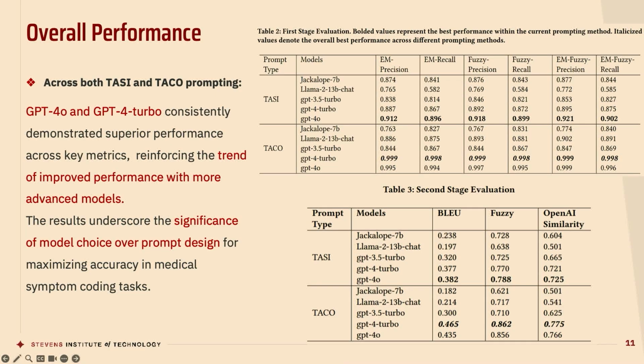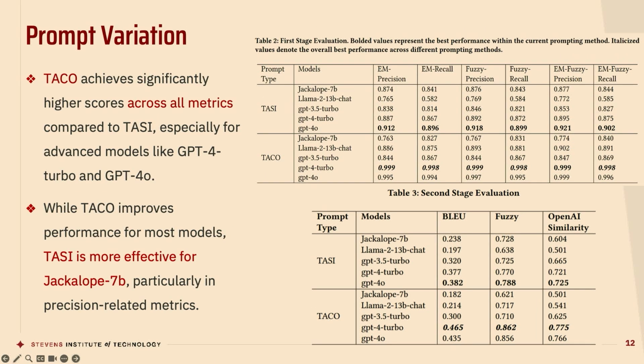And so for the overall performance, we observed that GPT-4o and GPT-4 Turbo basically outperform all the models, which shows the trend that with a better model you can have better performance no matter what prompt strategy you have. In order to investigate the impact of our prompt, we find that our TACO prompting generally outperforms the TASI, which is the traditional one, across all metrics.